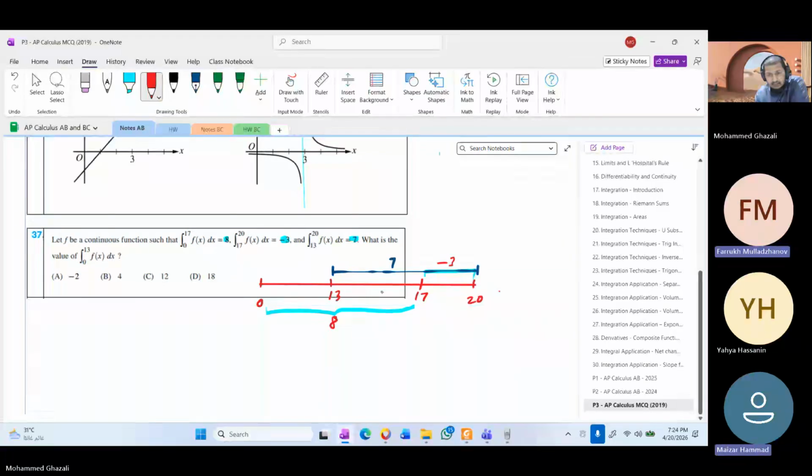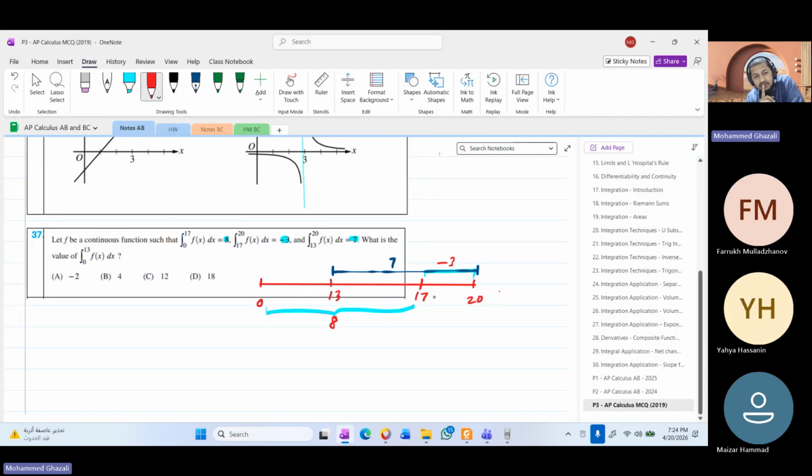Exactly, 7 minus 3. 13 to 17 would be minus 3 plus 10. No, no, we're going to have 10, because 10 minus 3 would give you 7. 13 to 20, the whole thing, is 7. 17 to 20 is -3. So that means 13 to 17 is 10, because 10 minus 3 gives you the whole thing, 7. It makes sense what you're saying.